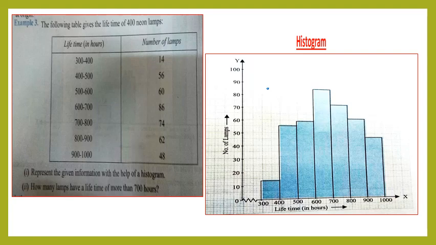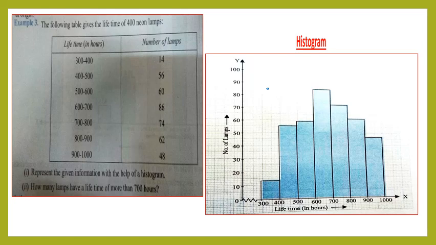In the given table, in the first column, we have the lifetime in hours. The given class intervals are continuous class intervals. In the second column, we have the respective frequencies. Now for this information, we have to draw the histogram.